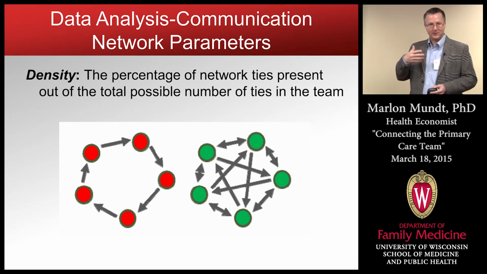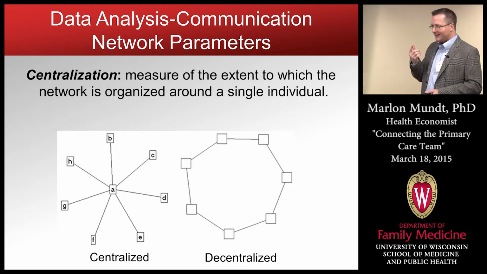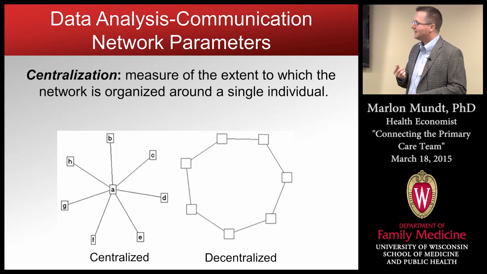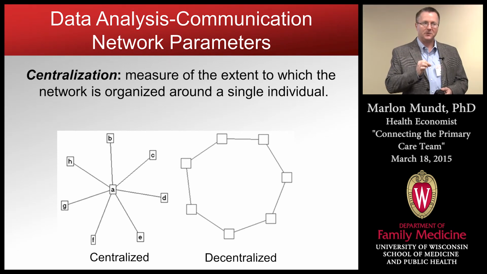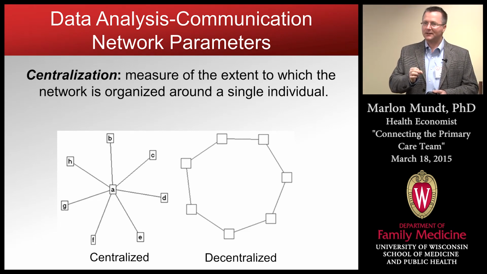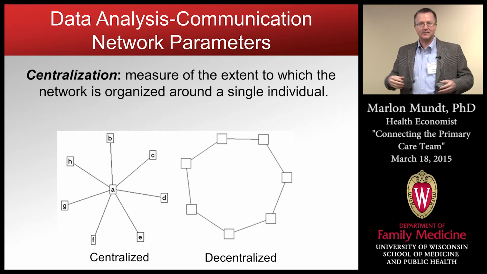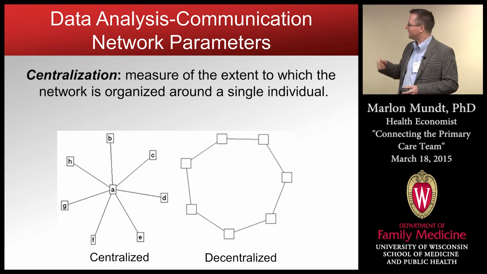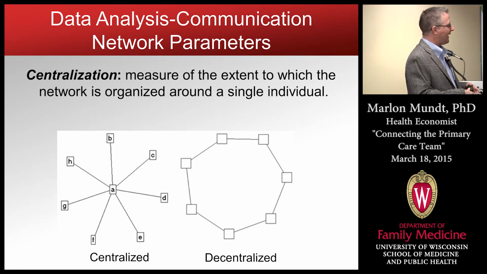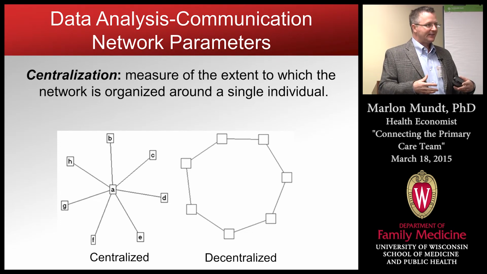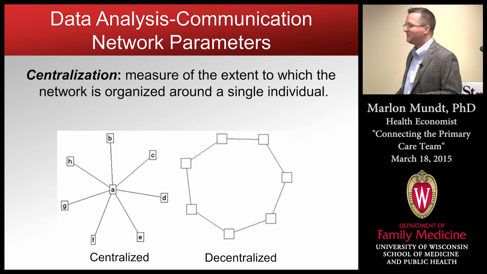So density is something that I'm going to measure and evaluate in terms of outcomes. Another issue is centralization. A network itself may be very centralized, where one person or a small number of people are the hubs of communication within the team, and they take in information and disperse it back out. That's the picture on the left here. Or it could be a decentralized system where individuals generally have the same place in the system. There aren't a small number of individuals that are the directors of communication.